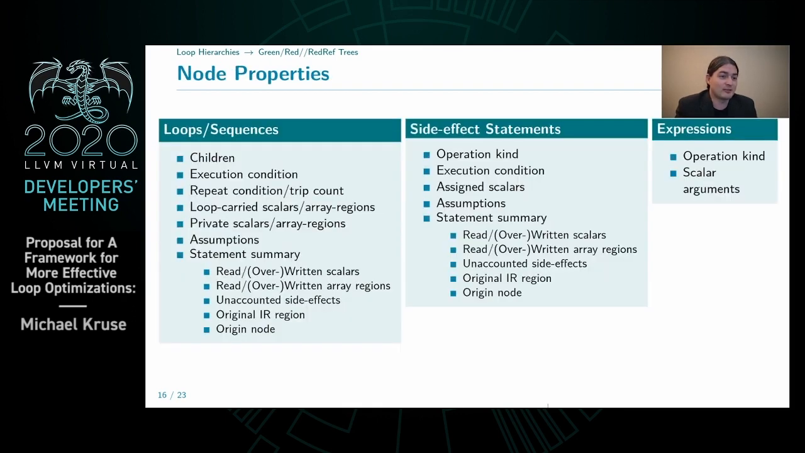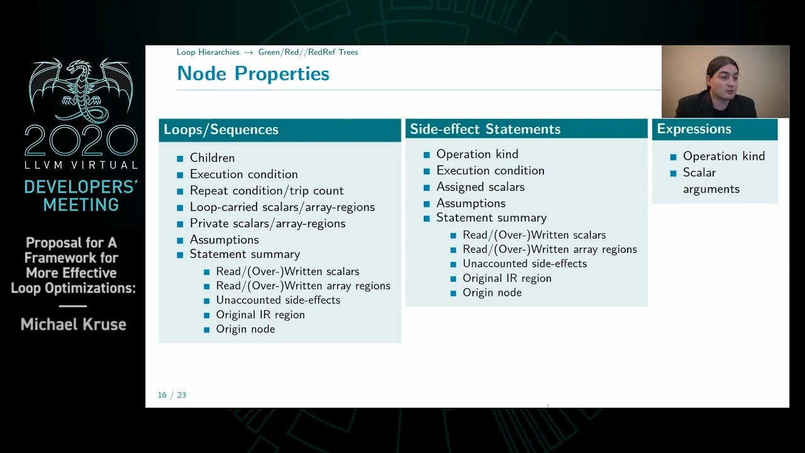Different node kinds have different properties. I already mentioned the assumptions that can be attached to signal that a node is only a valid replacement of its predecessor under some conditions. Statement nodes also contain summary information like what side effects they have, values they use, and array regions they may access. This saves us from having to visit the entire subtree again if we want to transform a subtree as a whole. It requires that all side effects can be captured this way. That's what we want anyway.